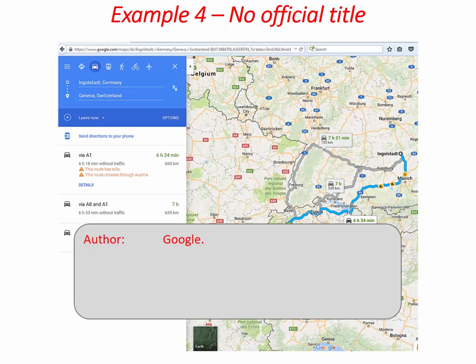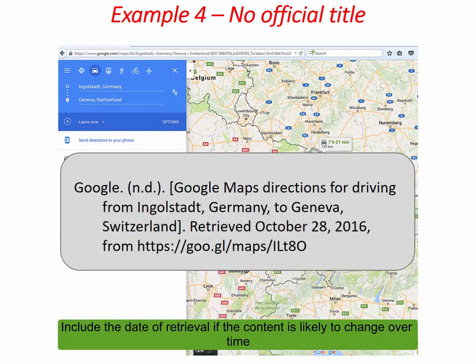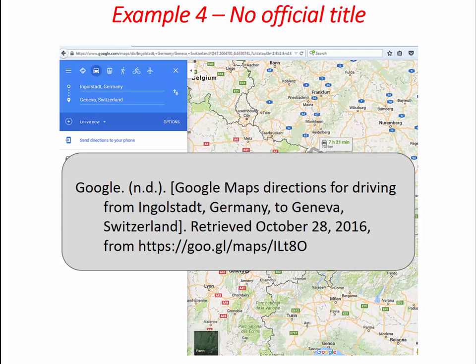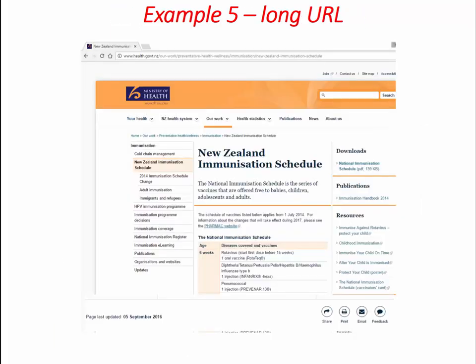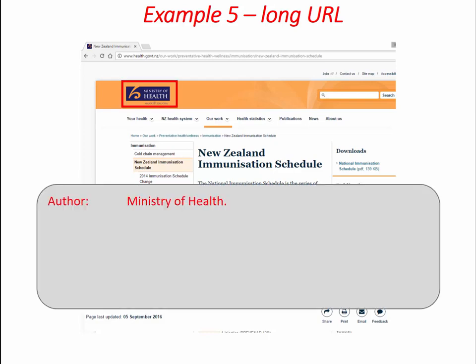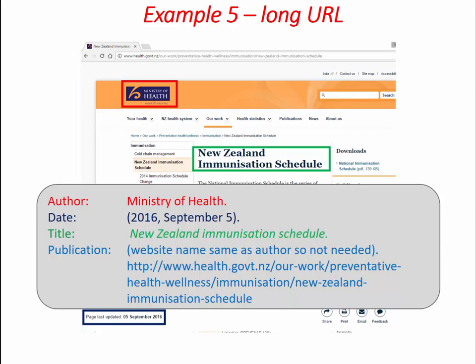If the web page has no official title, you can create one and put it in square brackets. If the URL is very long, you have the option to use the home page only, as long as the reader is able to locate the web page easily with the information you have provided.